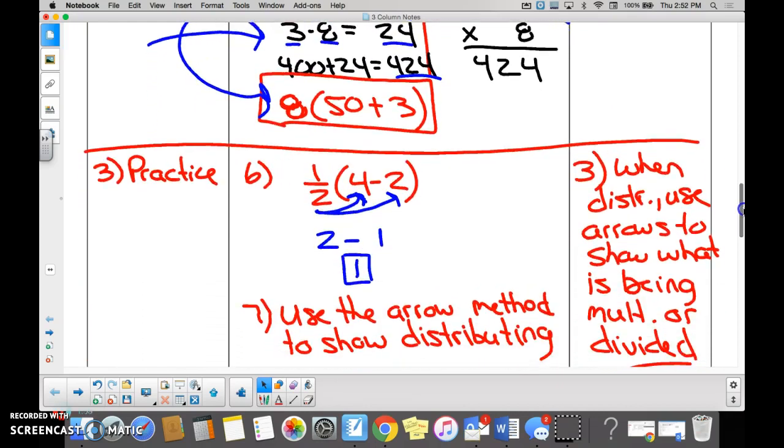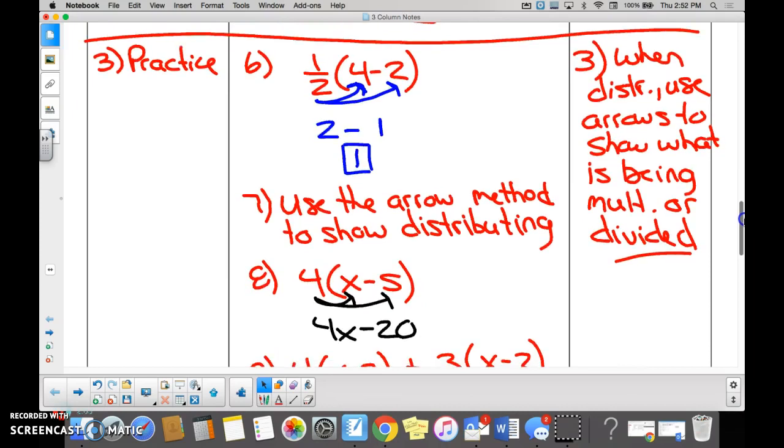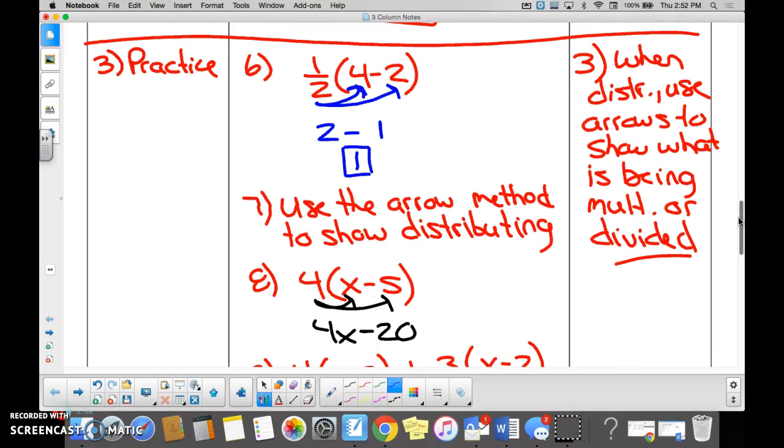And then we went into some practice. Arrow method. Number 7, use the arrow method to show distributing. That would be work that I'm going to ask you to show. I want to see your arrows. So on number 6, the 1/2 is being multiplied by the 4, the 1/2 is being multiplied by the -2. That's what it looks like cleaned up, and then the 1 is our final answer.